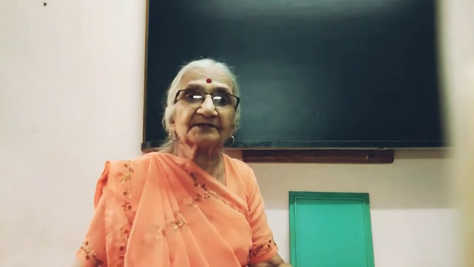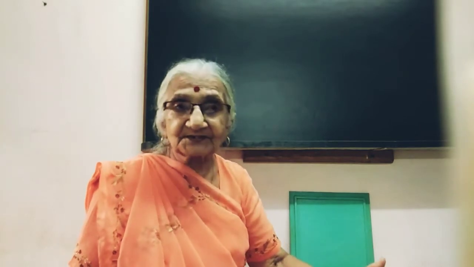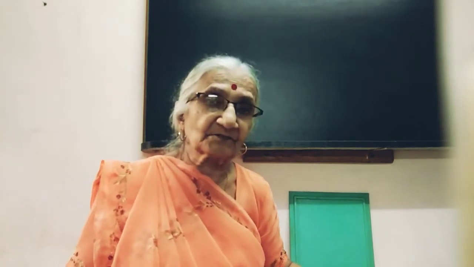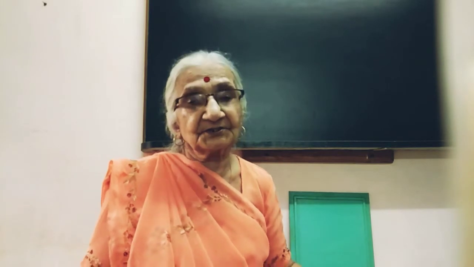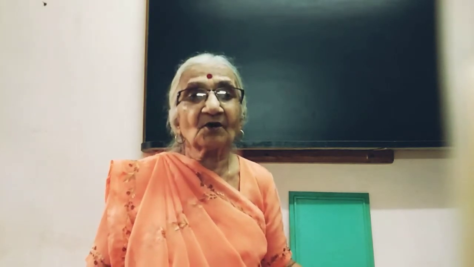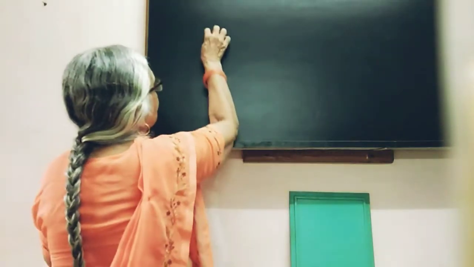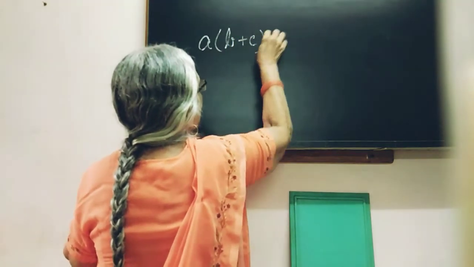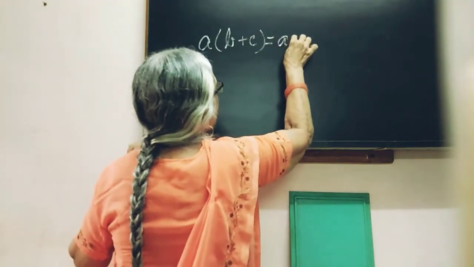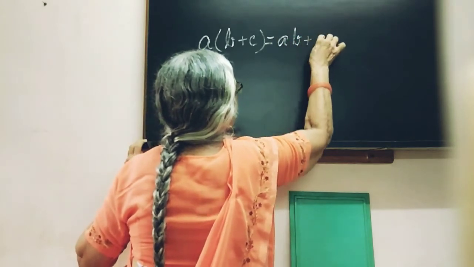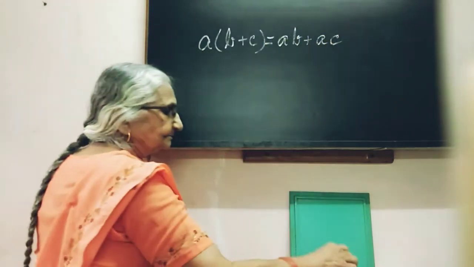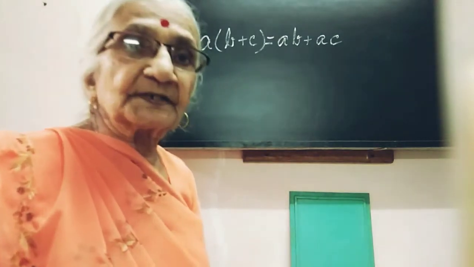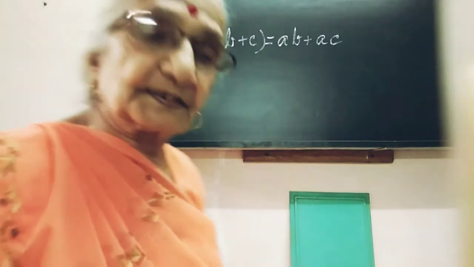The first model that we shall talk about is the one that we come across first in algebra, and that is the distributive property of numbers, or the distributive law as we call it. It is A into B plus C is equal to AB plus AC. A into B plus C is equal to AB plus AC.